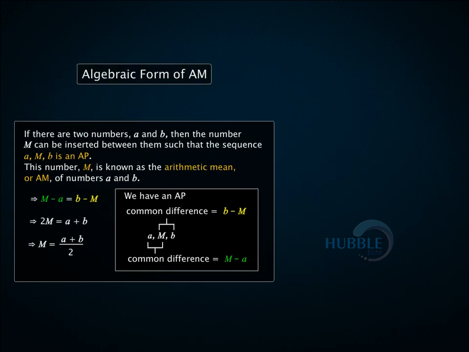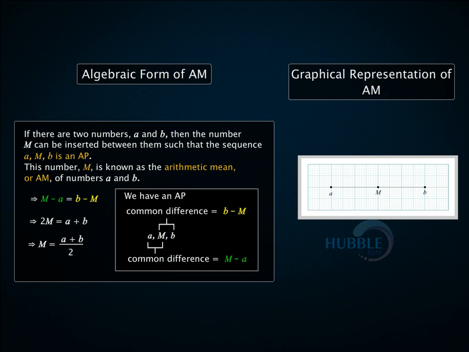Algebraically, we can also say an arithmetic mean is the average of two numbers. Geometrically, we can say that the arithmetic mean is in fact the midpoint of the line segment joining the two points that correspond to the two numbers.